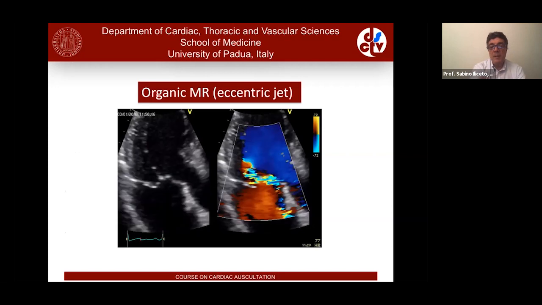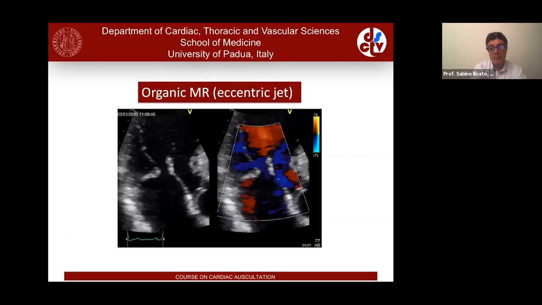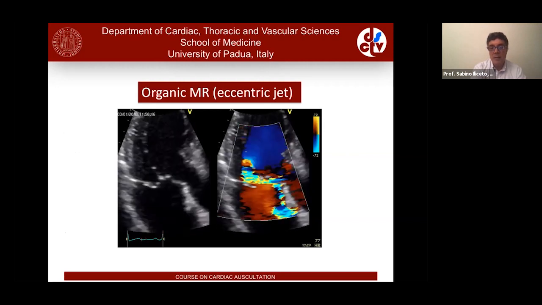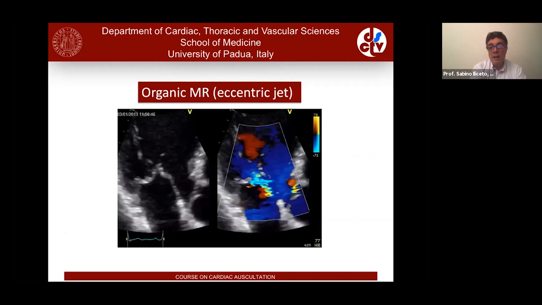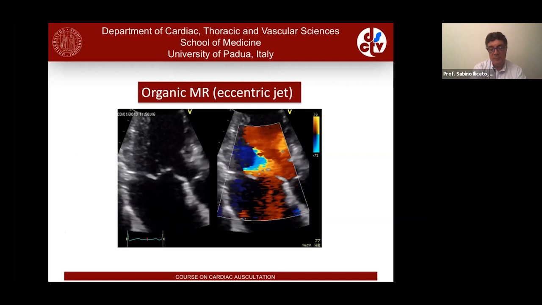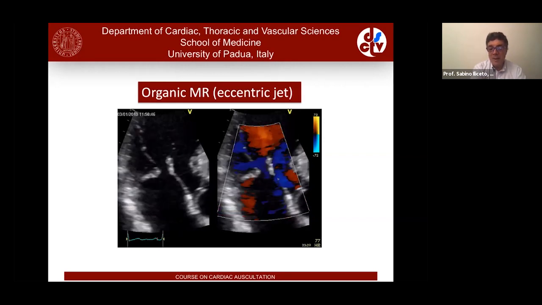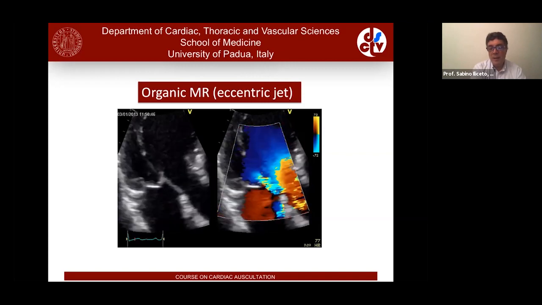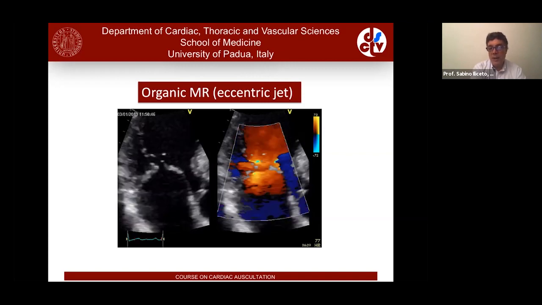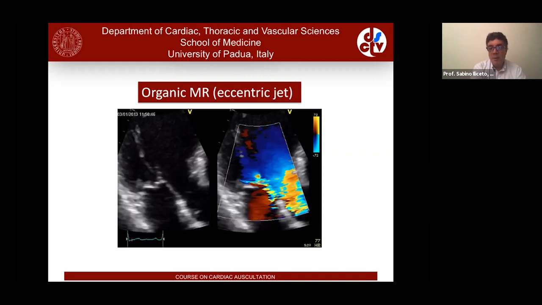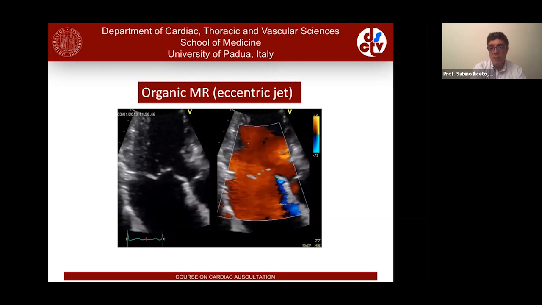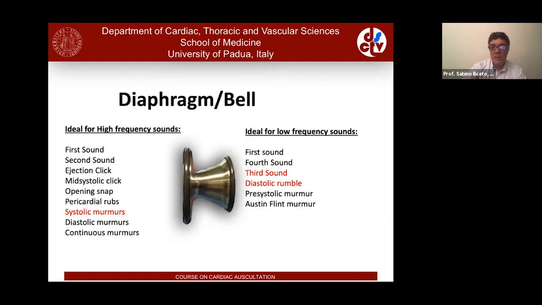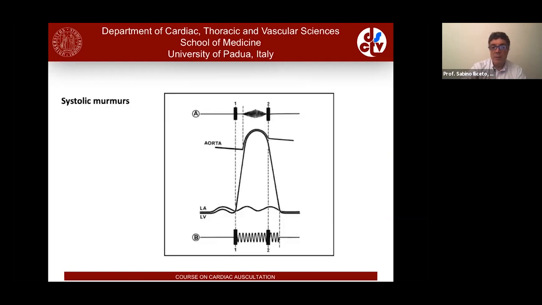Another aspect that must be kept in mind with mitral regurgitation is the irradiation of the murmur. Why the irradiation of the murmur? Because according to the direction of the jet, the murmur from the apex will be heard somewhere else. Let's return to this slide for a moment.